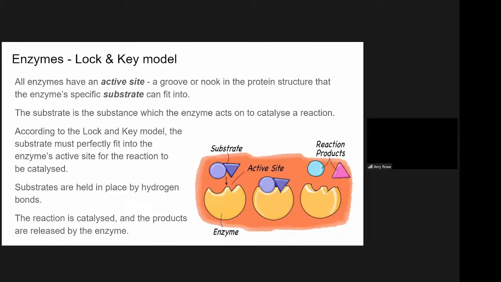All enzymes have an active site. Okay, this is a groove or a nook in the protein structure that the enzyme's specific substrate can fit into. The substrate is the substance that the enzyme is going to act on to catalyze the reaction. So it's going to usually turn it from one thing into another. According to the lock and key model, the substrate must perfectly fit into the enzyme's active site for the reaction to be catalyzed. And certainly the shape of the enzyme's active site is vital to the functioning of the enzyme. The substrate binds and is held in place by hydrogen bonds. The reaction is catalyzed, and then the products are released by the enzyme, breaking those hydrogen bonds.